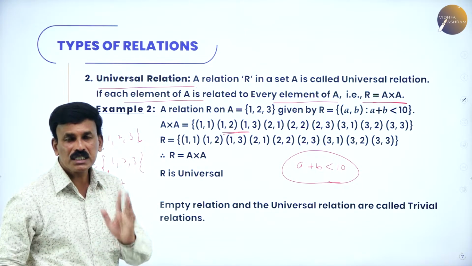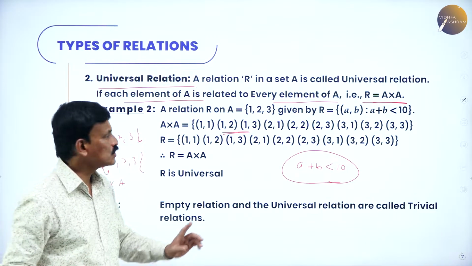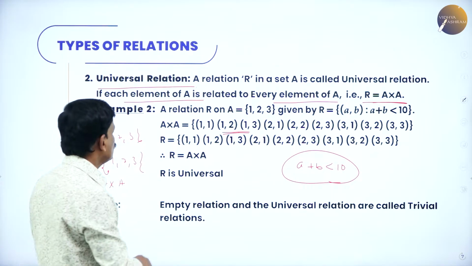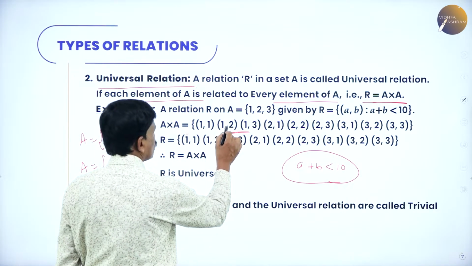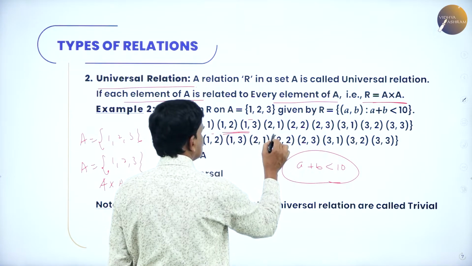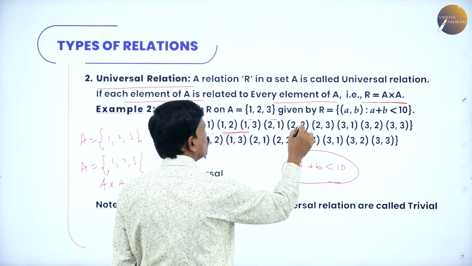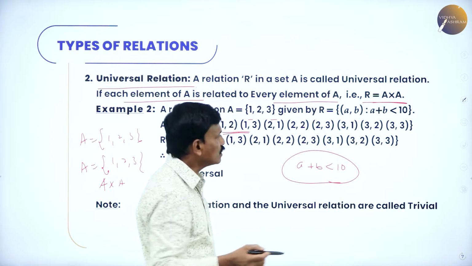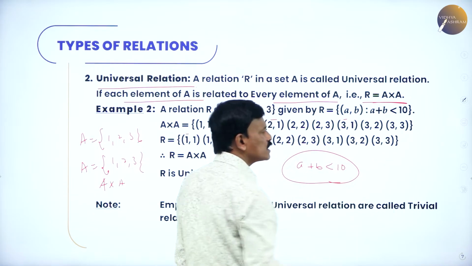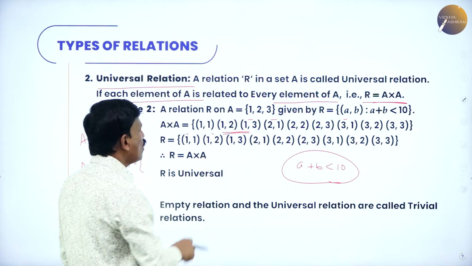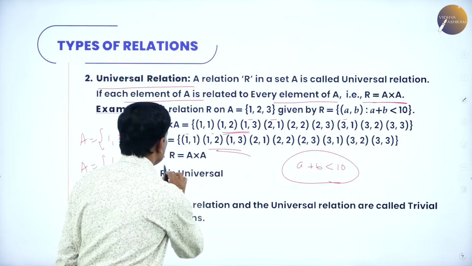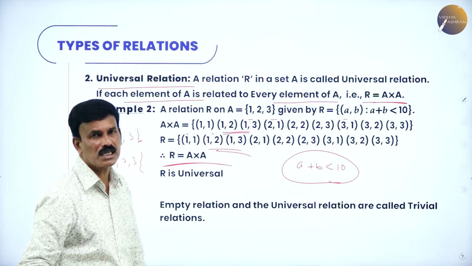Now, what is to be checked? The sum of two elements is less than 10. This is the given condition. First, 1 + 1 is 2, less than 10. 1 + 2 is 3, less than 10. 1 + 3 is 4, less than 10. 2 + 1 is 3, less than 10. 2 + 2 is 4, less than 10. 2 + 3 is 5, also less than 10. 3 + 1 is 4, less than 10. 3 + 2 is 5, and 3 + 3 is 6, which is also less than 10. So, all the elements of A cross A are in the relation R. Therefore, this R is the universal relation, that is R = A cross A itself.